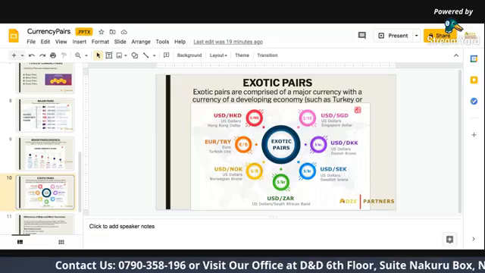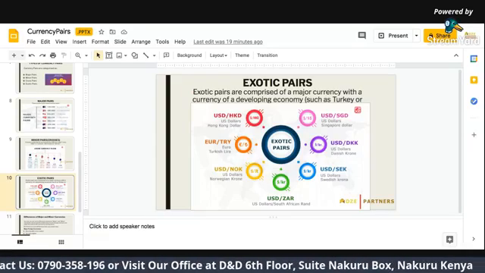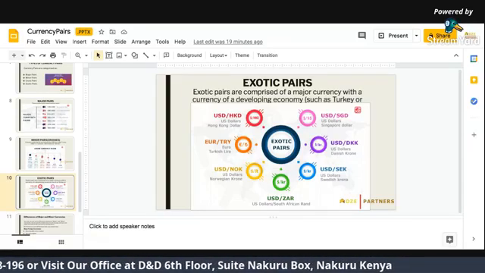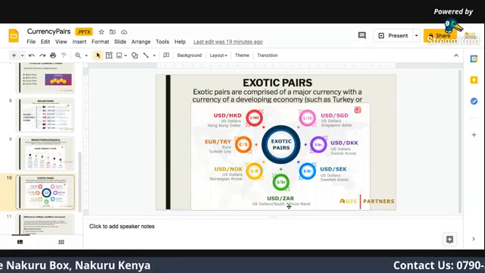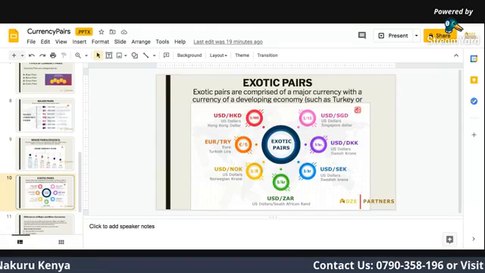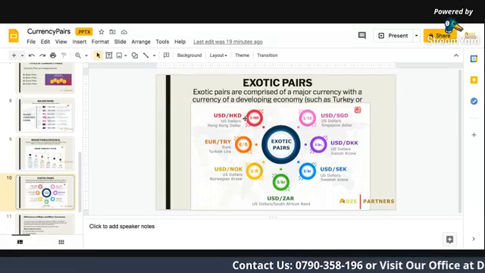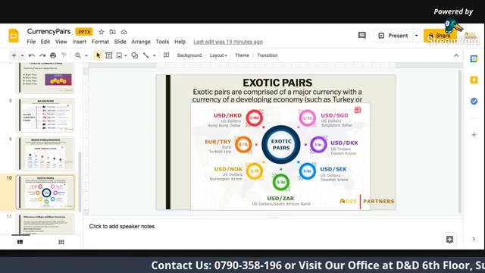The reason being that they are emerging markets. These are countries that don't have the highest GDP, but they are emerging markets. A good example is the South African rand. There are people who are successful trading the South African rand. And then we have the Hong Kong dollar.